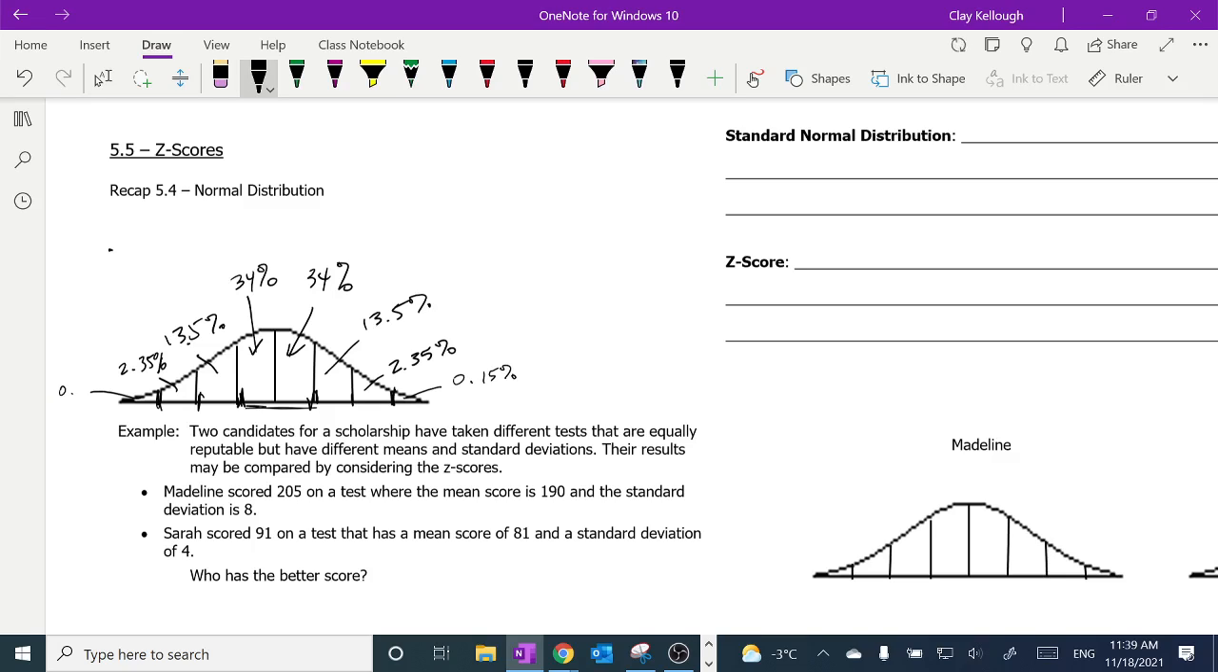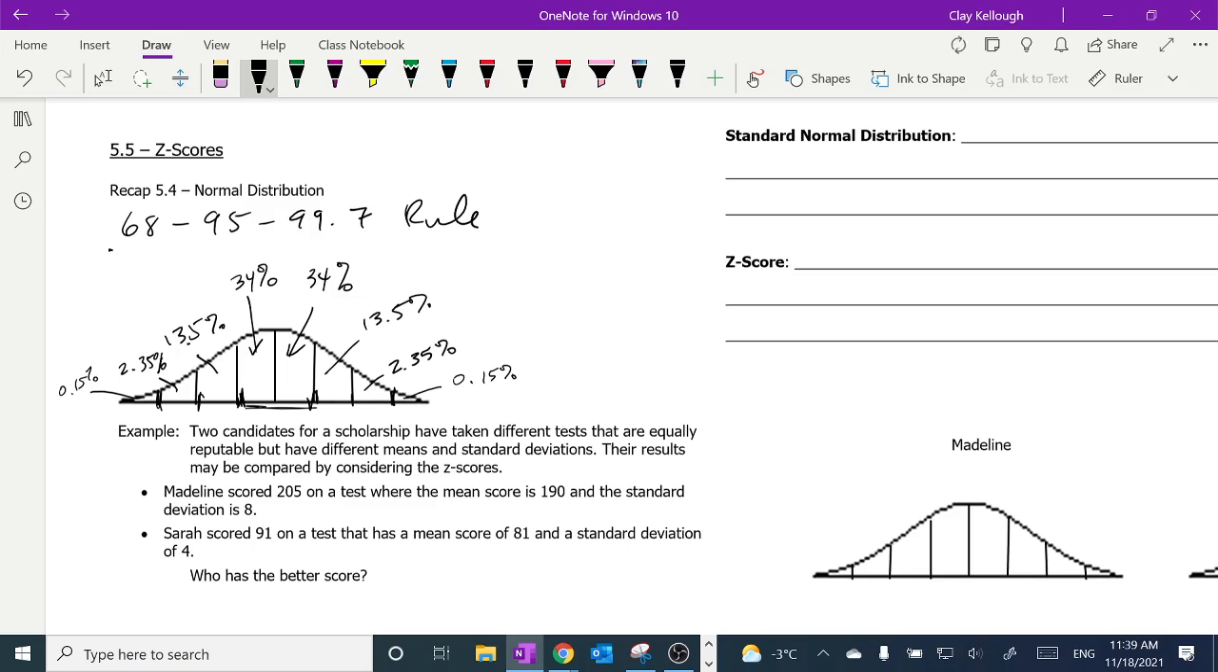And remember that it does go on forever, right? You could have 4 and 5 and 6 standard deviations left and right, but that's such a small percent of the normal distribution that altogether it only counts to be 0.15% each on the left and right. So this is again my 68, 95, 99.7 rule. That's how normal distributions behave.